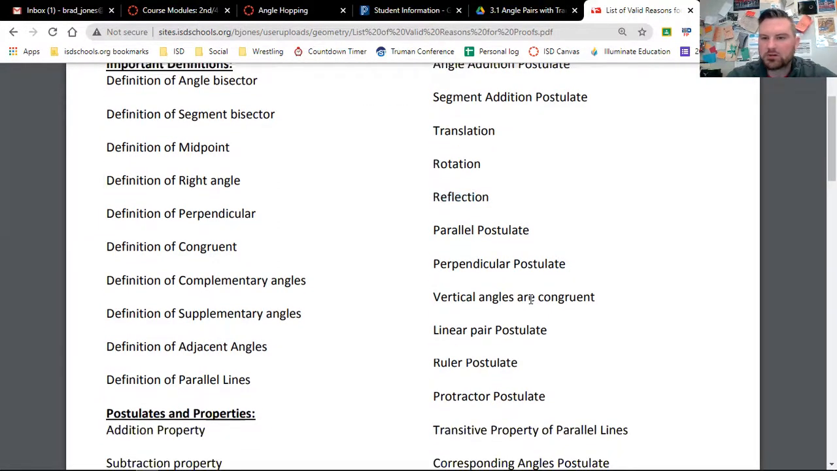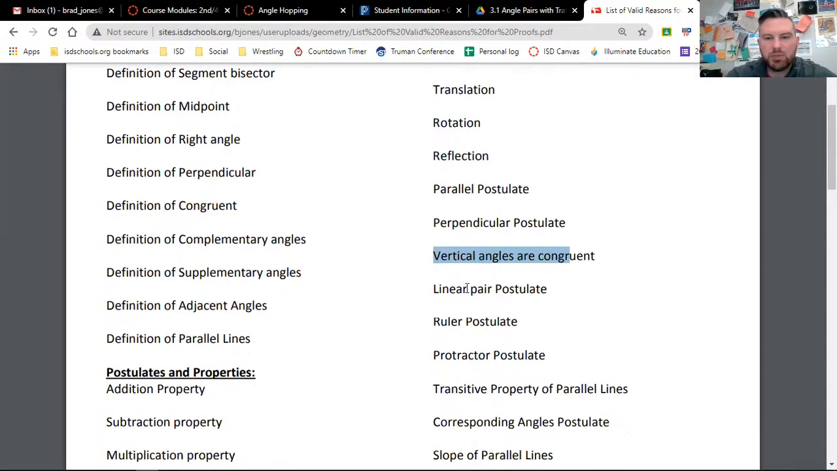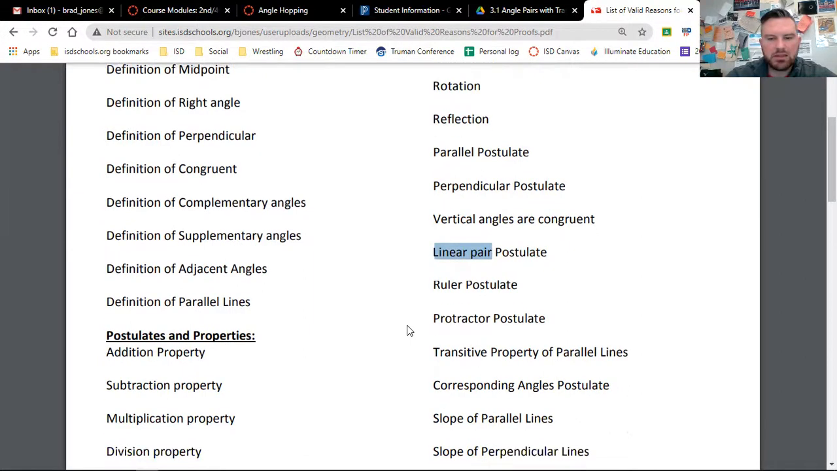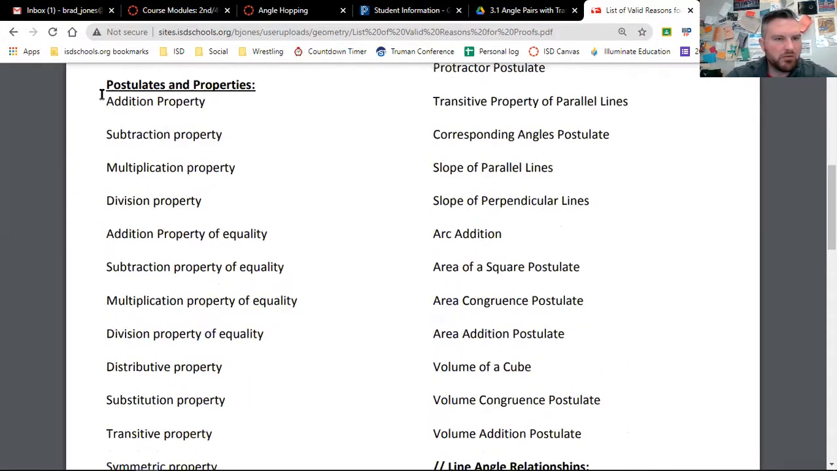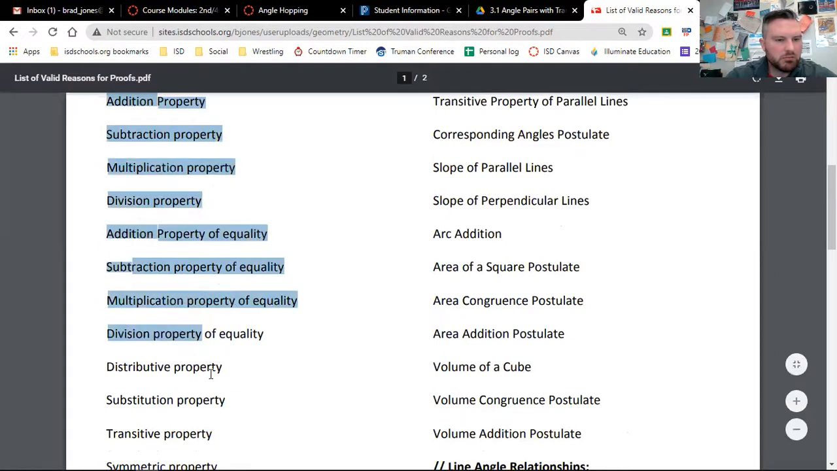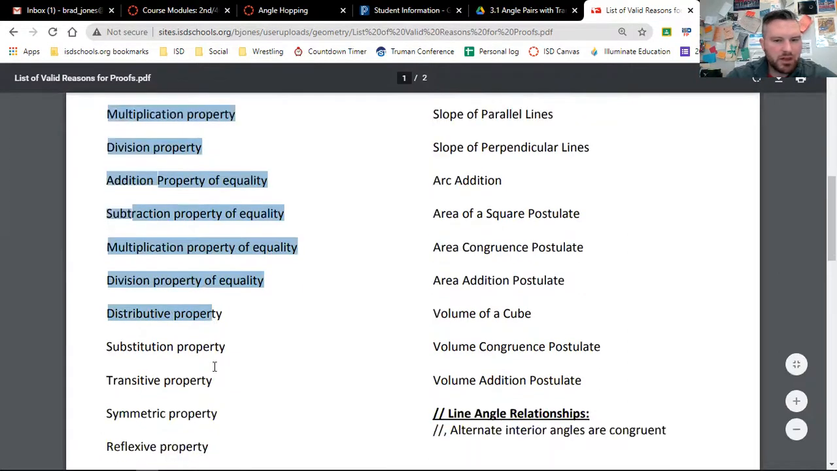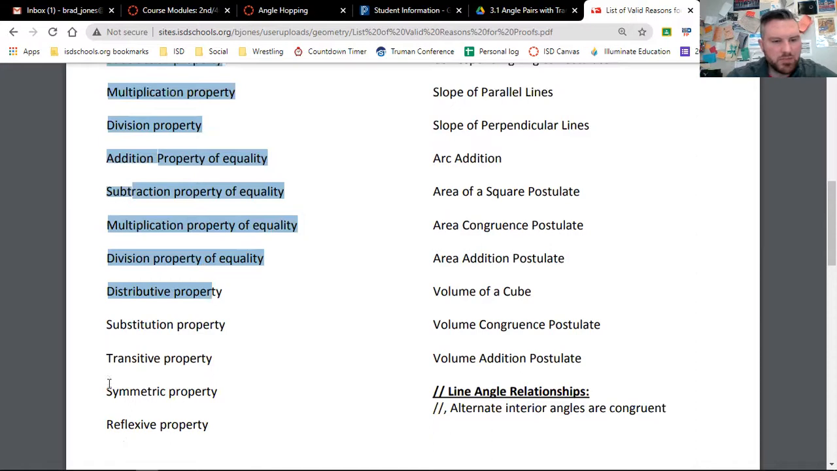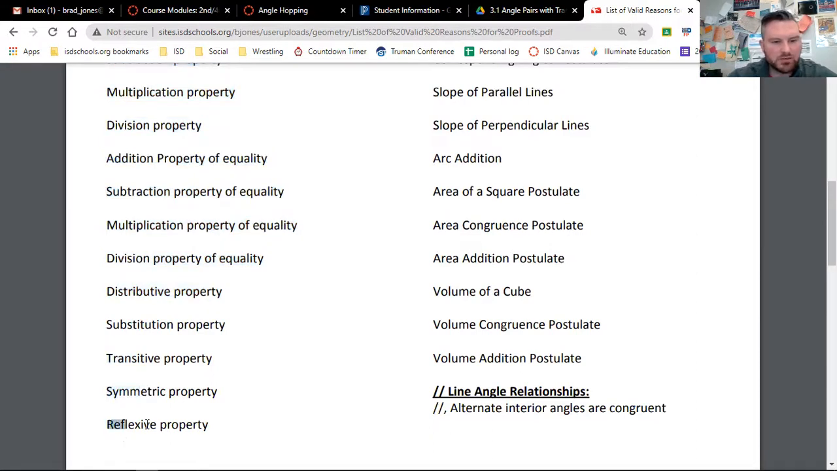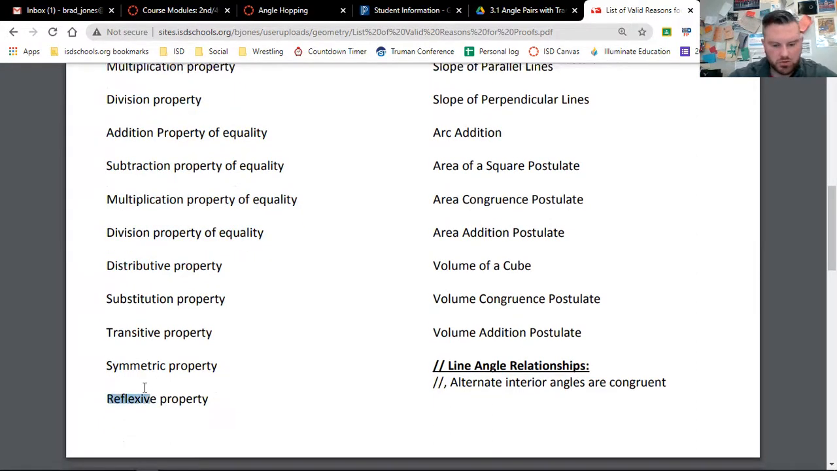Right here, vertical angles are congruent. That's basically it on that one. Linear pair postulate, that's a definition of a linear pair, meaning that two angles form a straight line, two adjacent angles that form a straight line, they equal 180. I think that might be all we need. Again, you have all of your algebra properties here. The transitive, symmetric, and reflexive properties are going to be used quite a bit.